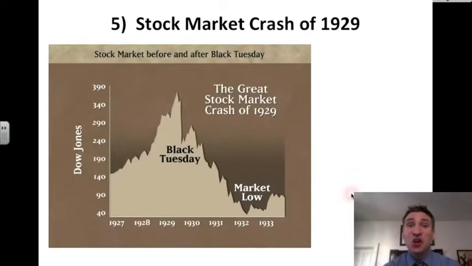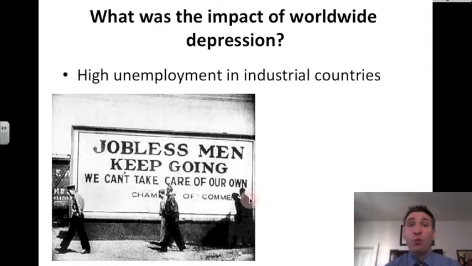Let's take a look at this chart. This is the stock market before and after the bleak Black Tuesday. You see 1927, 1928, 1929. This is the value of the stock market, which is measured in the Dow Jones average. And in these earlier years, it's going up, it's going up, it's going up. But in 1929, there's a peak, and then on Black Tuesday it goes down by about 200 points in one day. And the rest of the Great Depression, you see how the value of the stock market decreases.